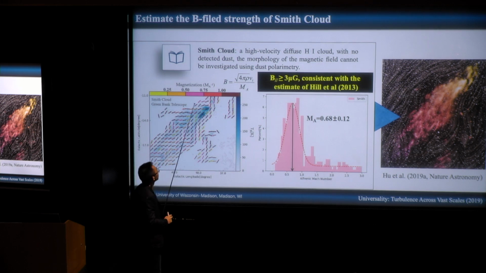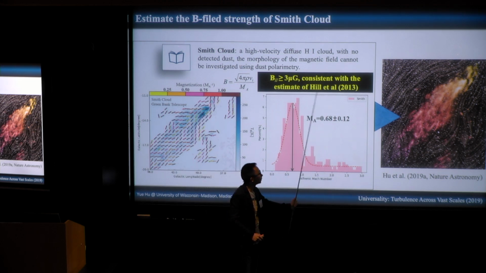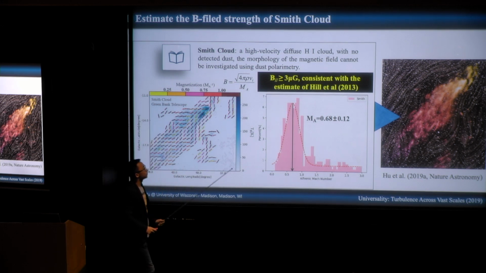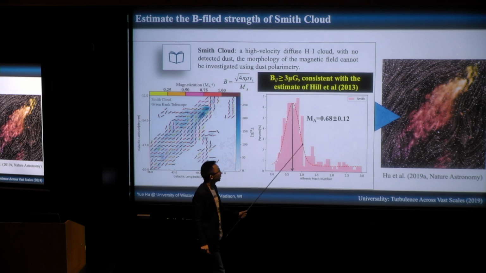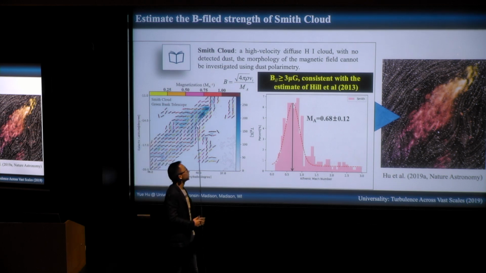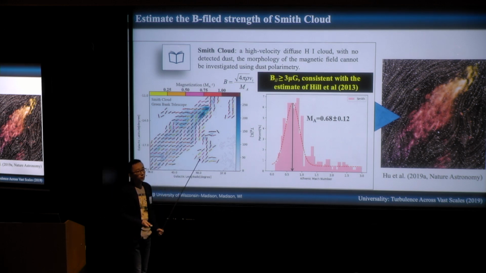Using the HI data from the Smith cloud and the velocity gradients, we give the first prediction of the magnetic field morphology in the Smith cloud, and also the calculation of the Alfvén Mach number. We find the Alfvén Mach number MA is approximately 0.68, and the calculation of the magnetic field strength shows that it is larger than 3 microgauss, and this calculation is consistent with the estimation from Hill et al. 2013 from Faraday rotation.